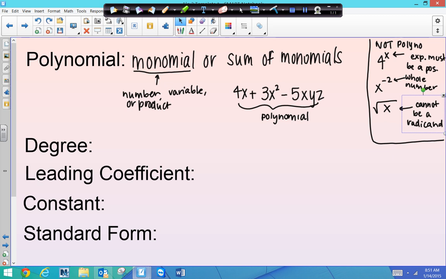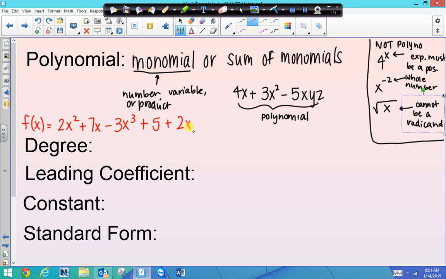Okay, so we are more concerned with polynomial functions. A polynomial function is just a function that can be written as a polynomial. So something like 2x squared plus 7x minus 3x to the third plus 5 plus 2x to the fourth. That's an example of a polynomial function.